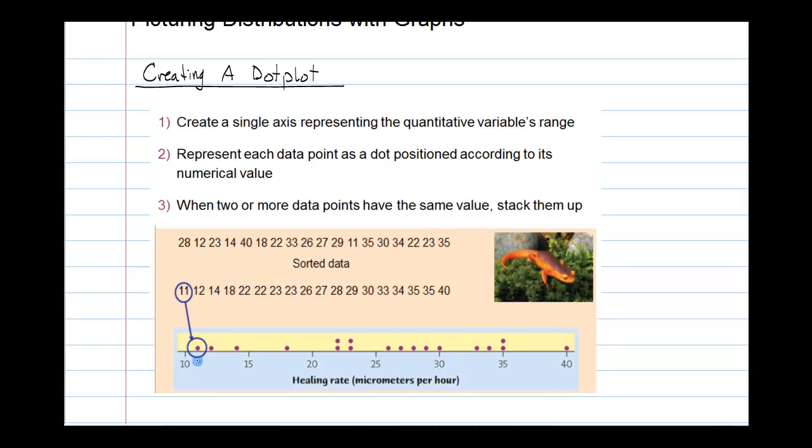And this dot plot gives me a pretty good idea of the spread of the data, the frequency of the data, and kind of where most of the data is clustered. And again, stem and leaf plots and dot plots are better for small data sets.